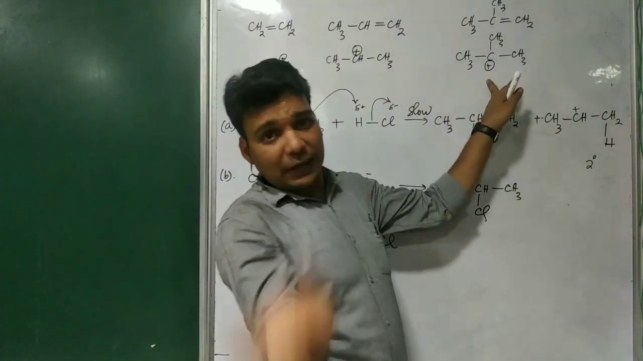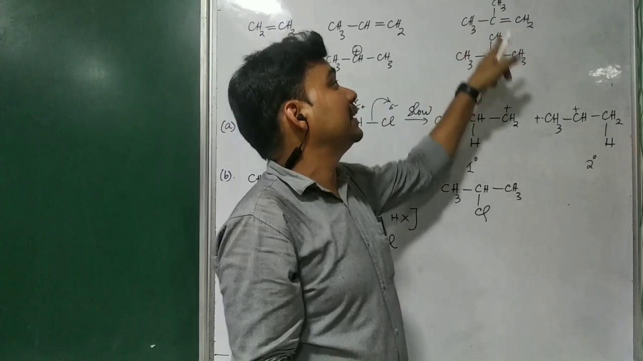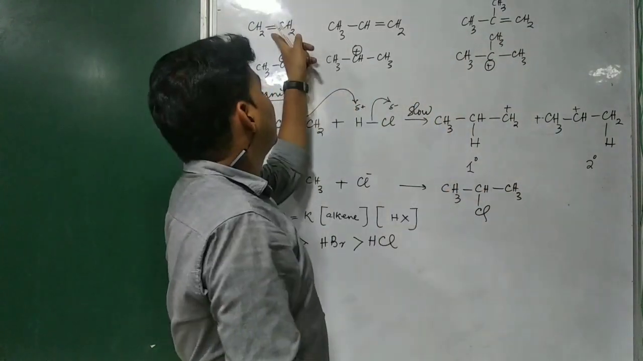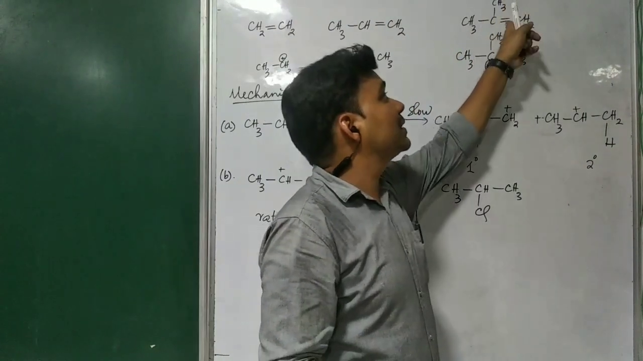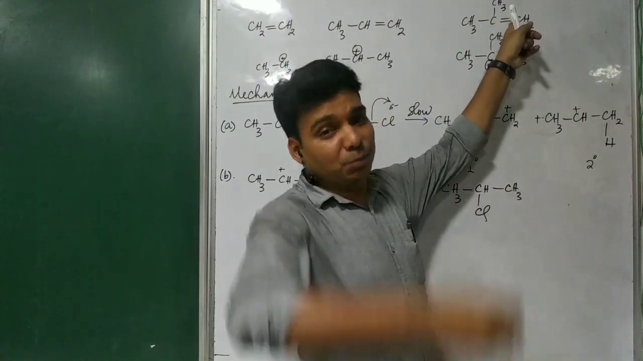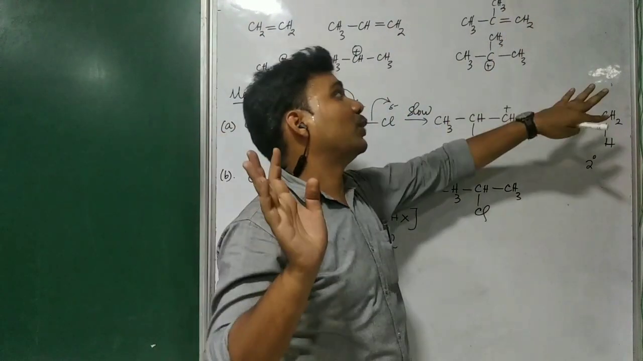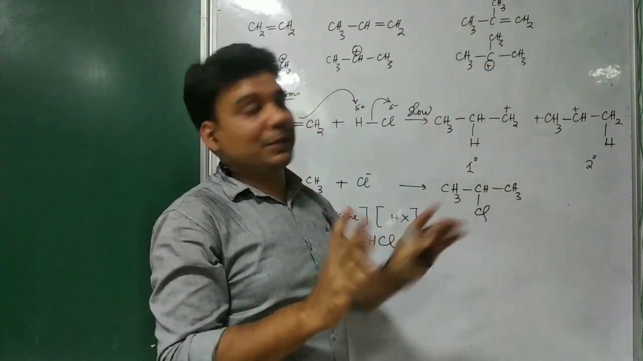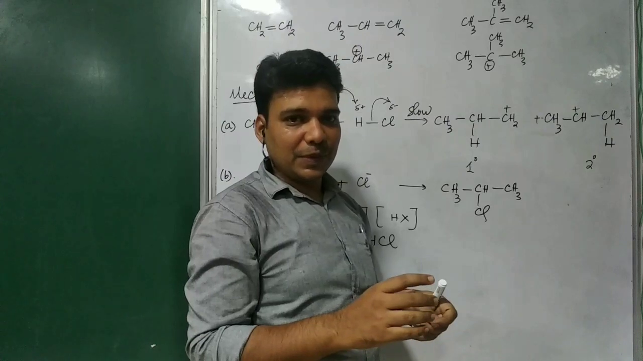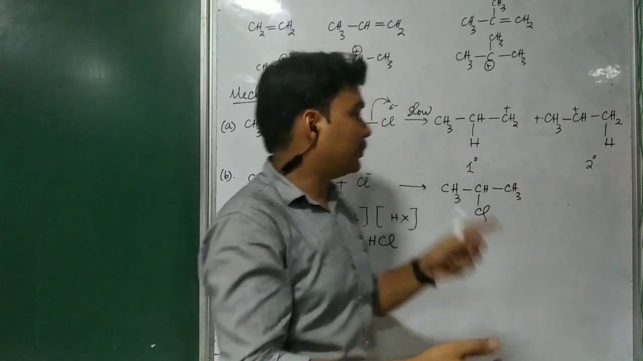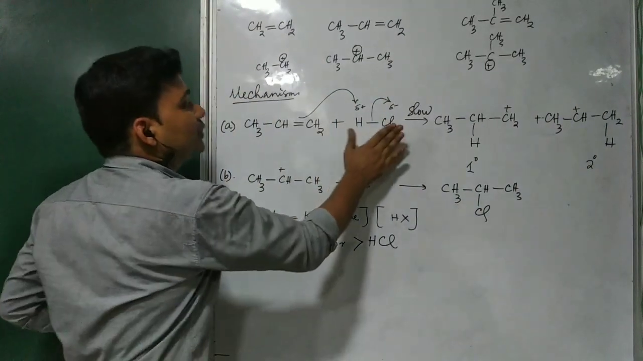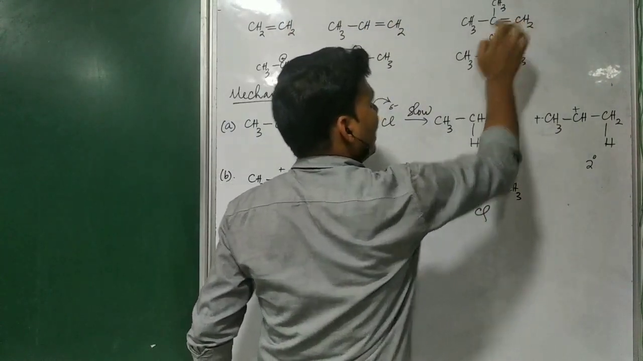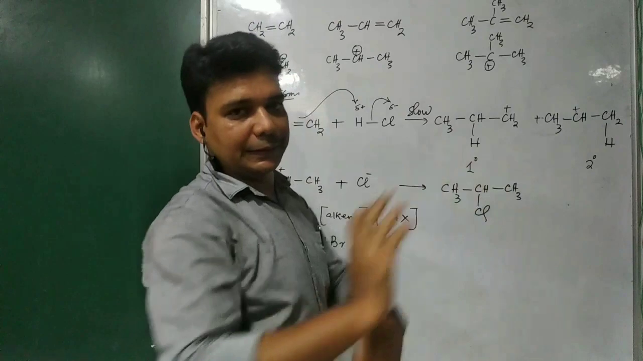So this is the most stable carbocation. That means this species can furnish the most stable carbocation. Among these three alkene molecules, this alkene can furnish the most stable carbocation. That's why the reaction of this alkene will be faster, because it can furnish the most stable carbocation. If we compare the first step for these three alkenes, here the first step will occur easily.